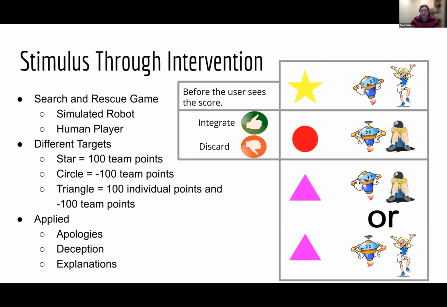And these games last anywhere from 10 rounds to 13 rounds, and the robot operates autonomously from the person, and at the end the robot says, this is how much I found, and prior to that the person has to say whether they're going to accept it or not. But during this process we've applied interventions such as apologies, deceptions, and explanations to try to calibrate trust, right? So how can I change your perception of what I'm doing based on an intervention?